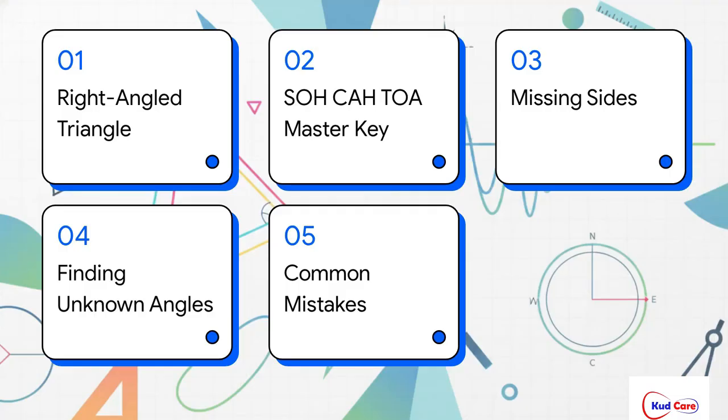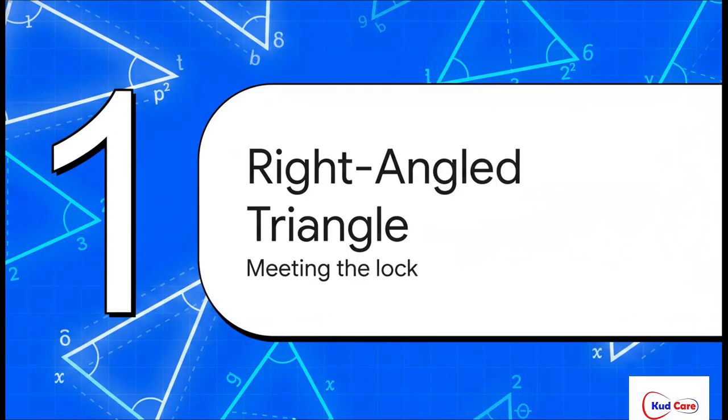Here is our playbook for today. We'll meet your right-angled triangle, unlock the SOHCAHTOA master key, solve for missing sides, find unknown angles, and finally, map out some common mistakes to avoid. Let's jump right in. Part 1.